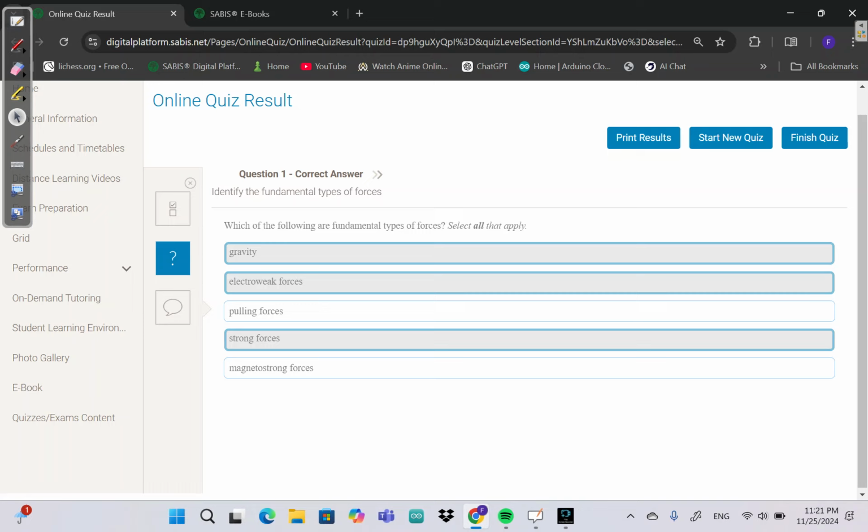This is just memorizing. You need to memorize what they are: gravity, electroweak forces, and strong forces. Okay, next question.